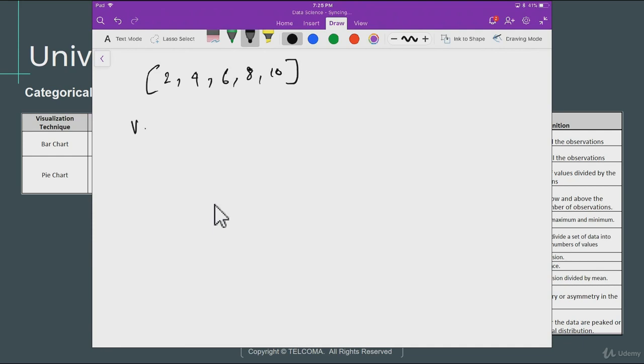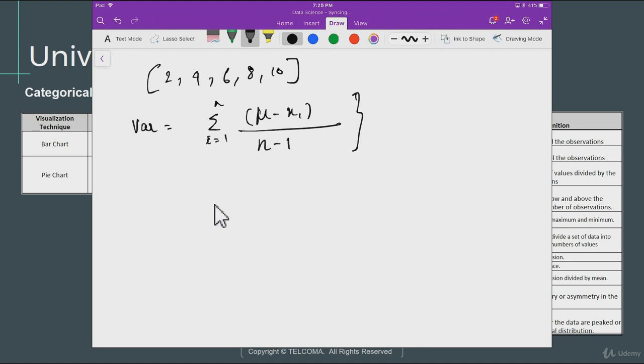Now, if you want to calculate variance, you can calculate it with a simple formula: summation of i equal to 1 to n, n being the sample size, of (mu minus x of i) squared, where mu is the mean of the sample, divided by n minus 1. In this case, we use n as the denominator when we are considering the population, and we use n minus 1 when we are using a sample.